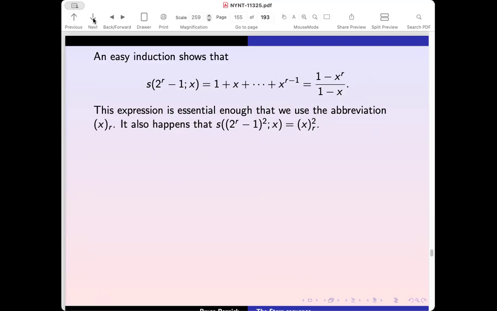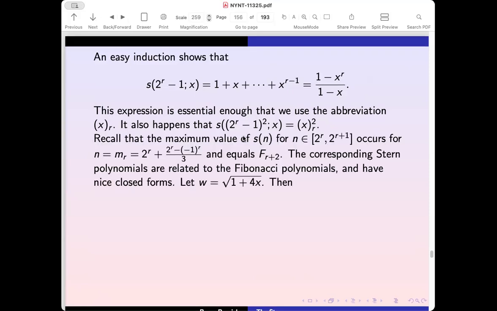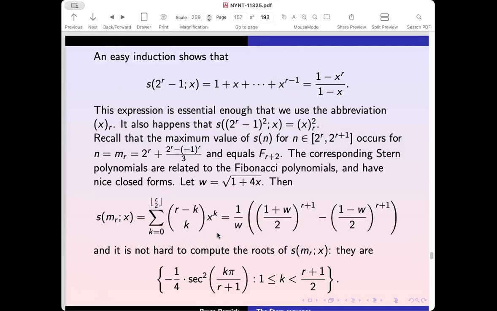And if you put x equal to 1, you see r, and we just accept that the value of this is r when x is 1. If you look at the maximum value, the value of n that gives you the maximum of the Stern sequence, it turns out that this has a very nice expression in terms of a polynomial in several ways. And the roots of S_m(r) are ultimately dense on -infinity to -1/4. But these are exactly computable.